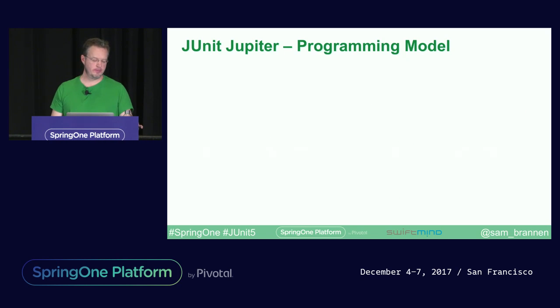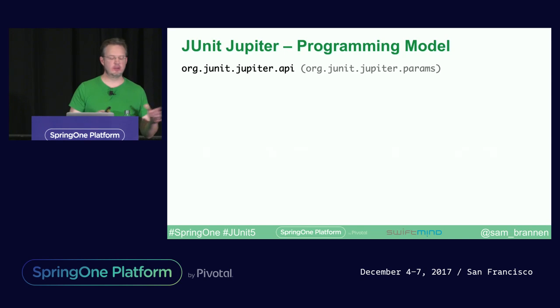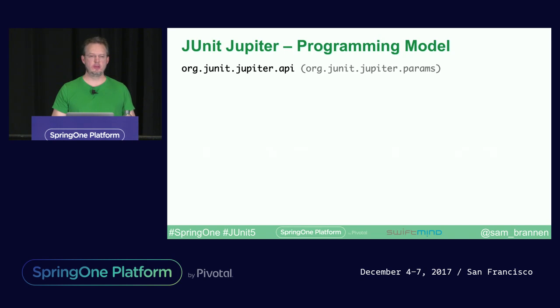So for the programming model, that's all in the org.junit.jupiter.api package. Do not pick stuff from org.junit. The test annotation won't work if you're using JUnit Jupiter. And then there's a separate module for the parameterized support in junit-jupiter-params. So we have lots of stuff.